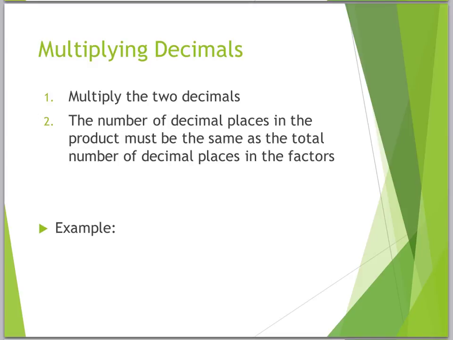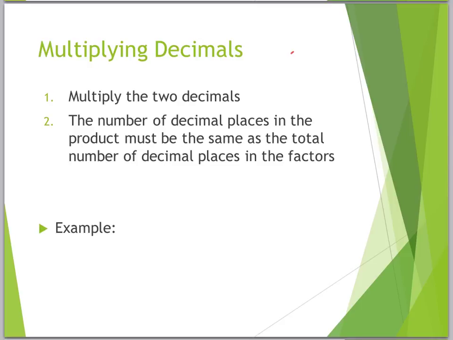Now here's some fun stuff. Multiplying of decimals. Multiply the two decimals. Then this one where you go back, you count. The number of decimal places in the product must be the same as the total number of decimal places in the factors. That's where you go back and count the decimal places, right?